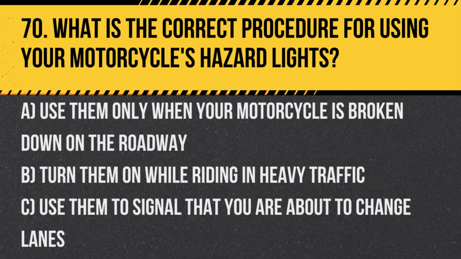Question 70. What is the correct procedure for using your motorcycle's hazard lights? A. Use them only when your motorcycle is broken down on the roadway. B. Turn them on while riding in heavy traffic. C. Use them to signal that you are about to change lanes.